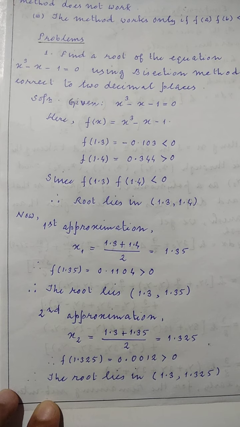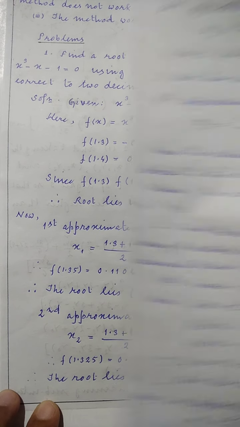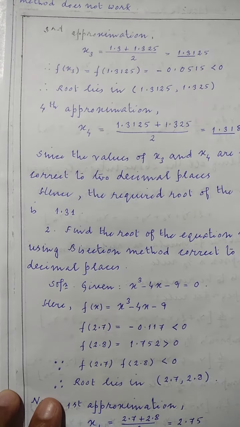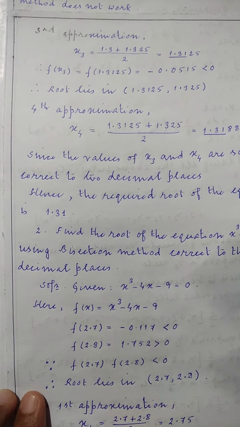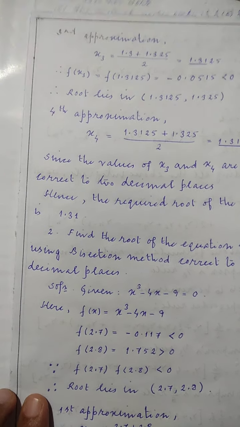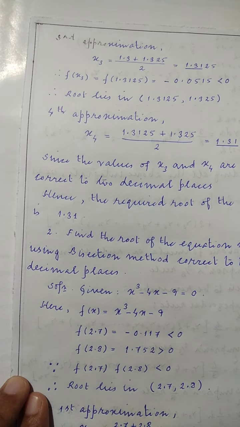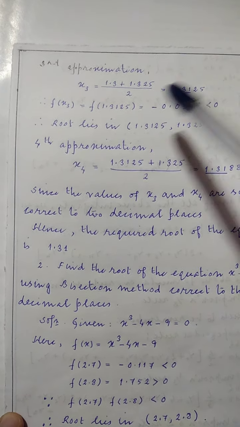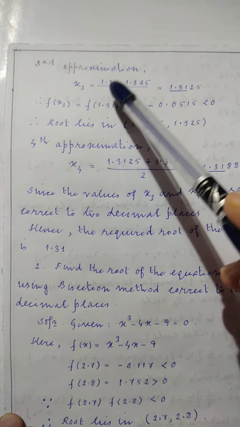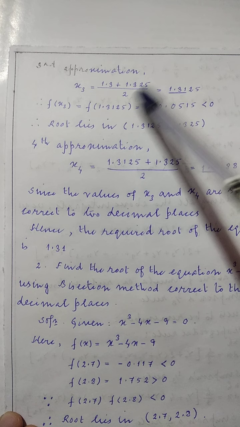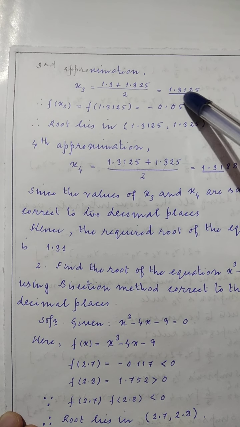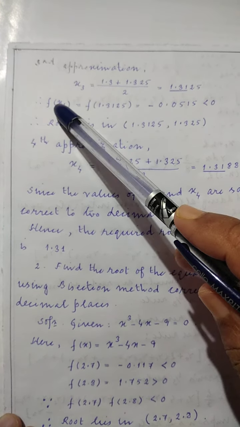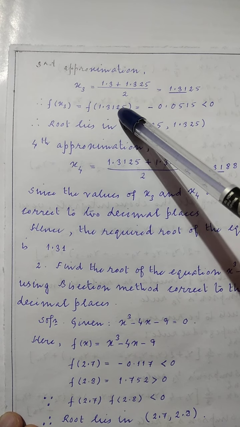So the next approximation is the third approximation. Now just find out the value of x3 in the similar manner. Just to see how to get the value of x3, it is 1.3 plus 1.325 divided by 2. So you'll get 1.3125. Again you find out f of x3, means f of 1.3125.